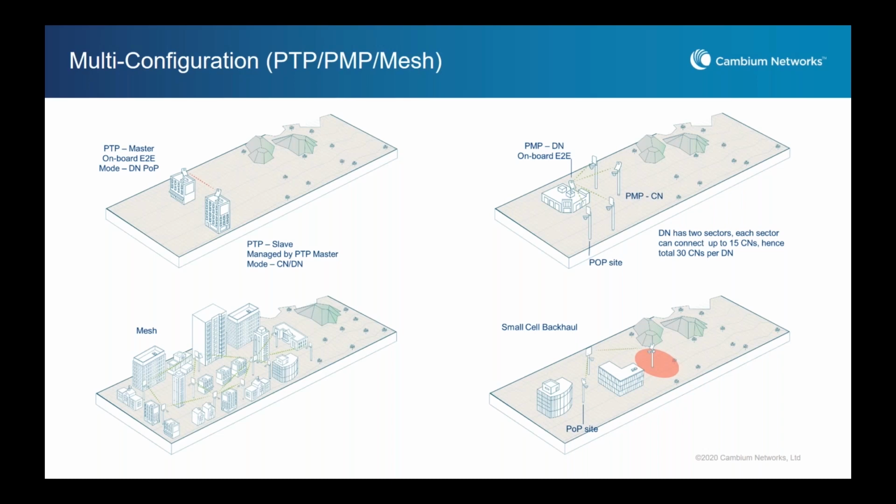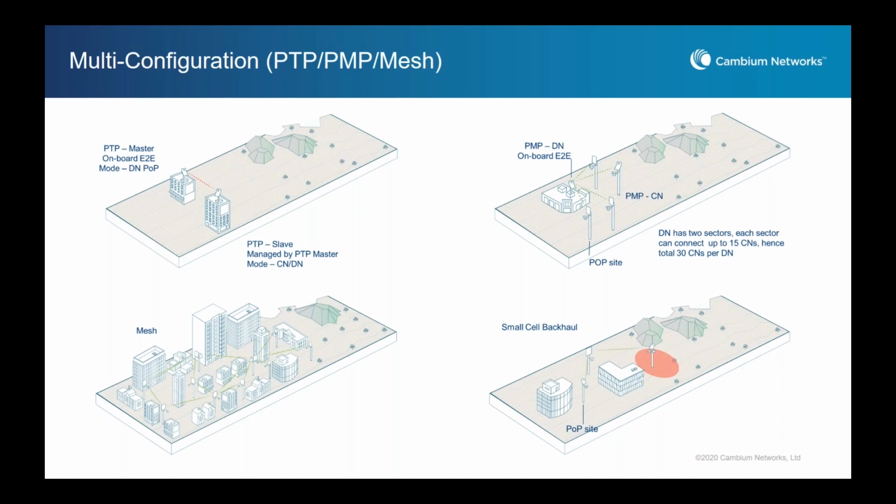If you start over here in the upper left, you'll see a straightforward point-to-point solution, and certainly connecting point A to point B with a couple of gigabits per second is a common deployment, whether you're connecting two buildings or a building to a camera or a building to an access point. You can see this point-to-point solution.